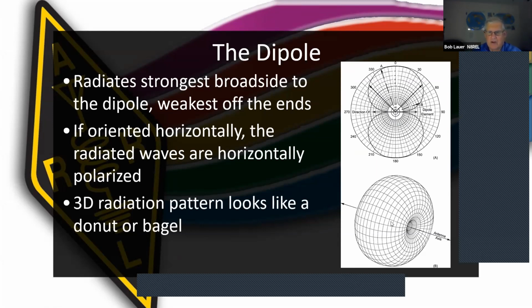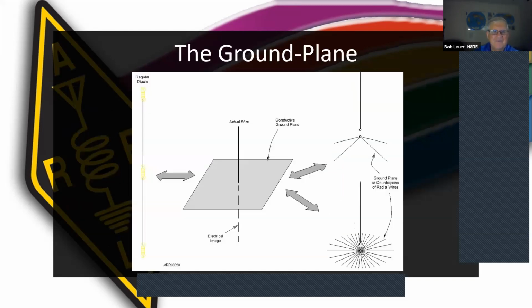The 3D radiation pattern just shows you, if your dipole is elevated up in the air, what happens to all of the power? And you notice the radiation pattern is shaped like a bagel. Okay. Now the ground plane antenna, and this is something Victor mentioned before.